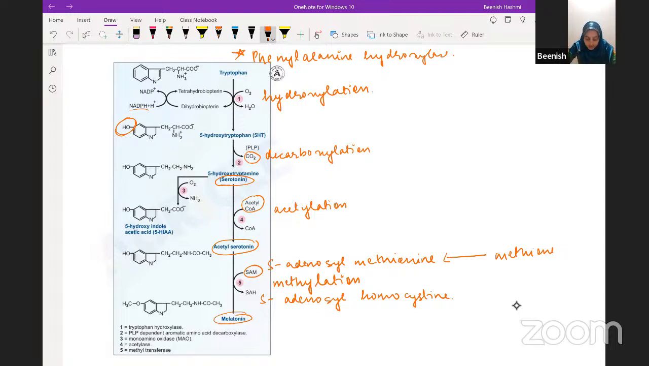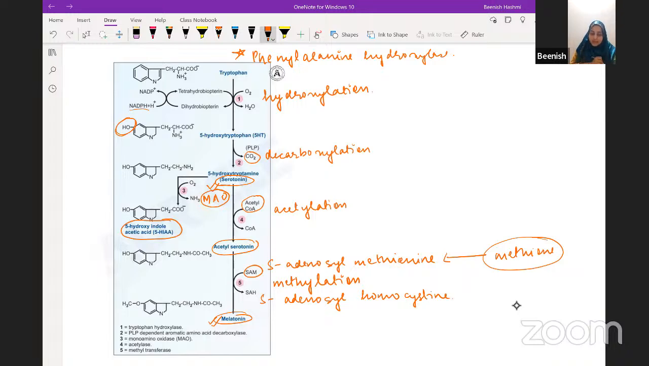This forms an important MCQ: which amino acid is required for conversion of serotonin to melatonin? Your answer will be methionine, because for methylation S-adenosyl methionine is needed, and SAM is derived from methionine. Also, serotonin is degraded by an enzyme known as MAO, which is monoamine oxidase. This MAO degrades serotonin to 5-hydroxyindole acetic acid.